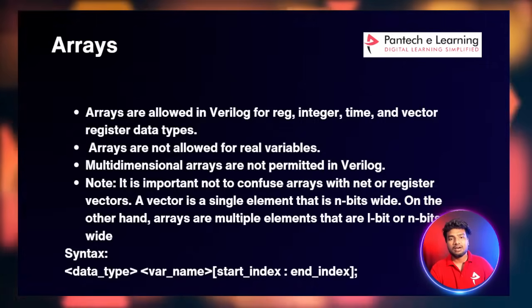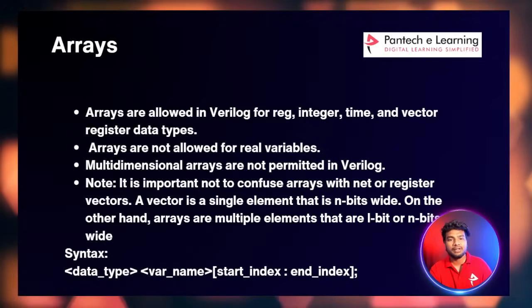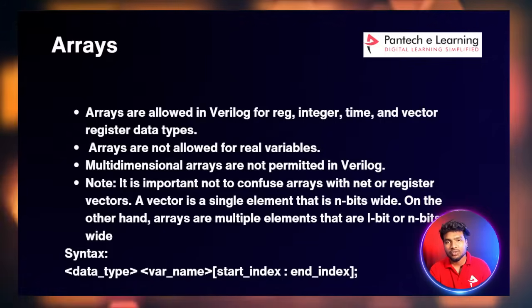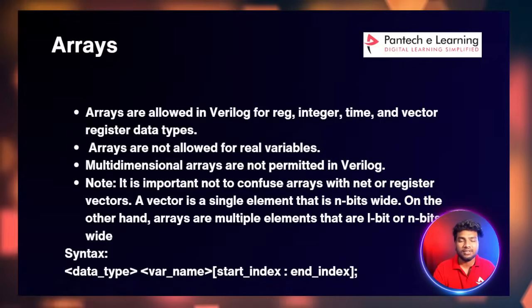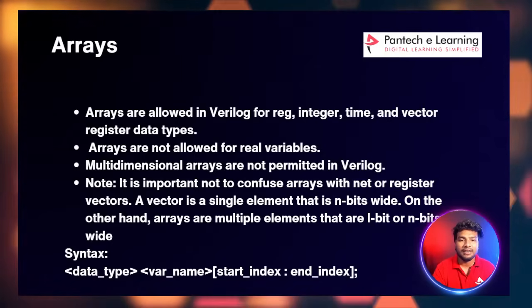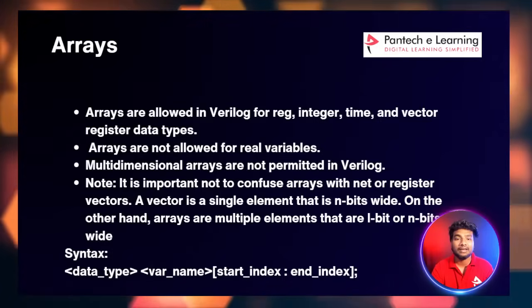So by using arrays in HDL we are creating memories. We can create the memory locations, we can set the memory locations, like 10 memory locations, 20 memory locations. By using the array only we can make the memory in HDL.